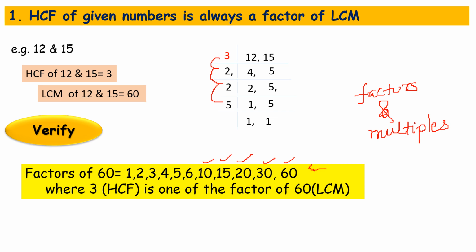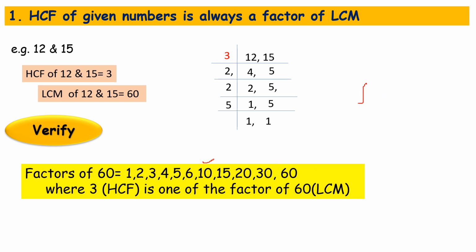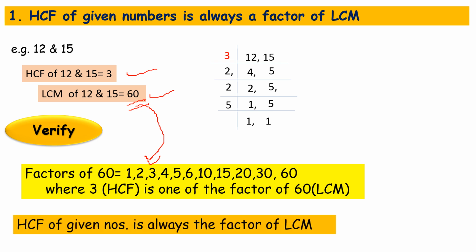So please understand the statement: HCF of given numbers is always a factor of LCM. Did you understand? I hope it's clear. Here we have verified it. HCF is 3 and LCM is 60, and this 60 has 3 as one of its factors, which is the HCF of the given numbers. So the HCF of given numbers is always a factor of the LCM.